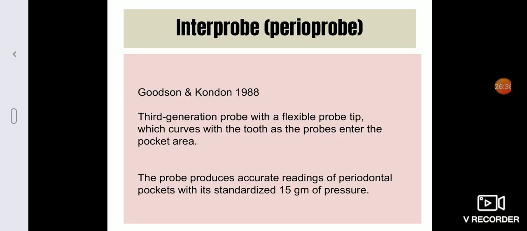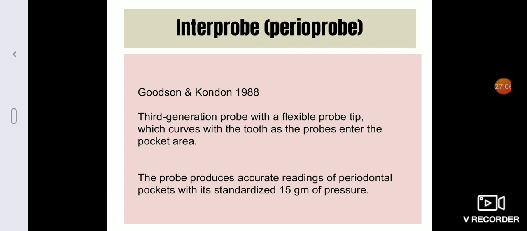Next are the interprobes, also known as the perioprobes. These have been devised by Goodson and Condon in 1988, and these are the third generation probes. They are provided with flexible probe tips which curve with the tooth as the probe enters the pocket area. Conventional stainless steel probes push the gingiva away from the teeth and cause pain, whereas the interprobe gently slides in since it has a flexible probe tip.